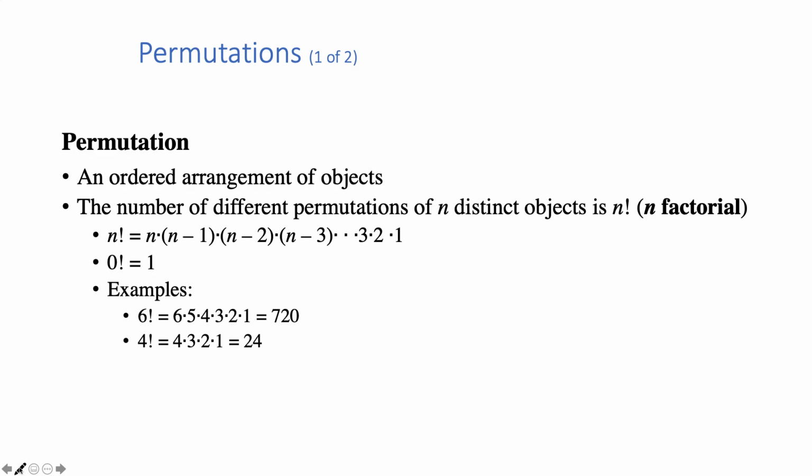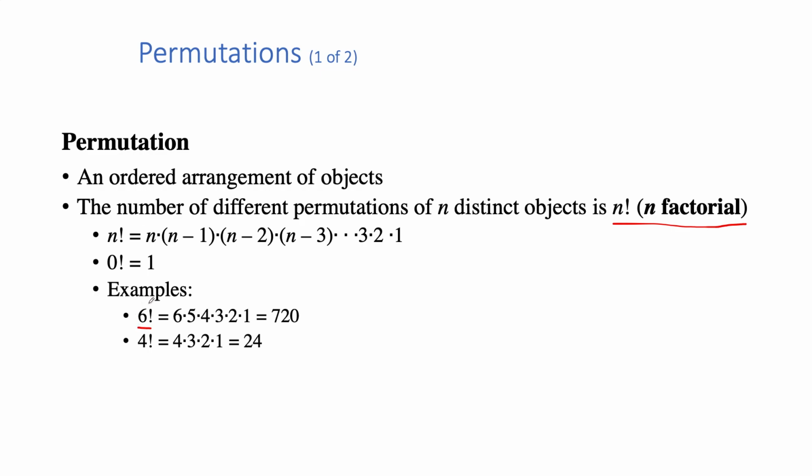Before we can talk about permutations and combinations in general, we need to be able to talk about what we call a factorial. N factorial is just n times n minus 1 times n minus 2 times n minus 3 all the way till you hit 1. If you look at this example, 6 factorial is basically 6 times 5 times 4 times 3 times 2 times 1, so that's 720.